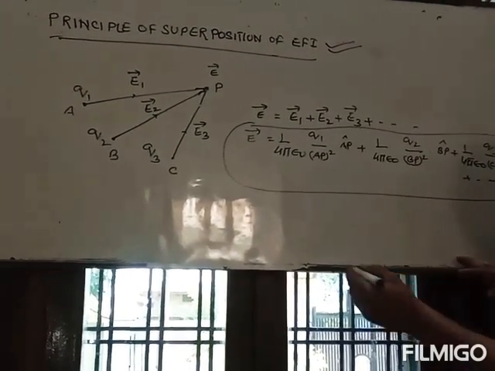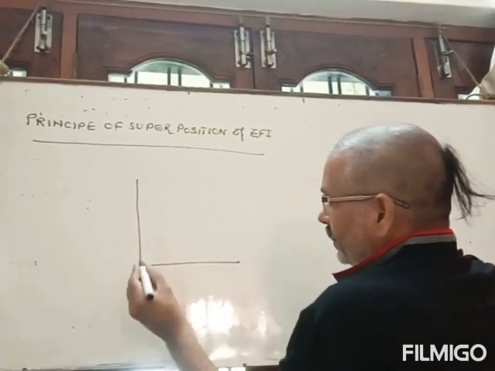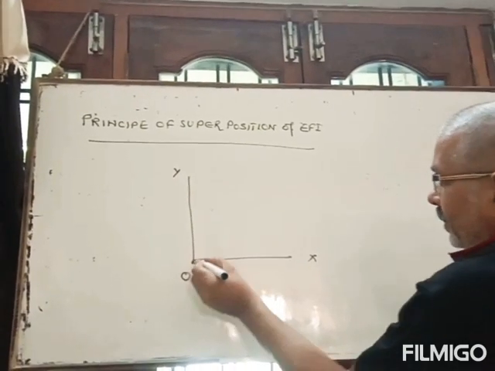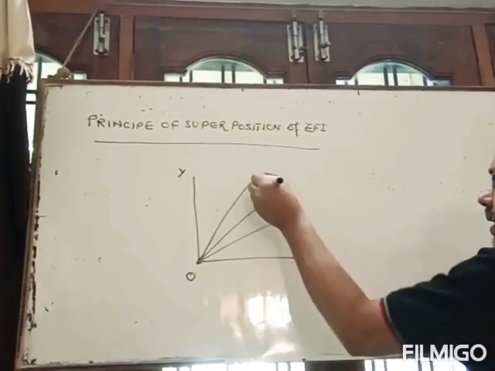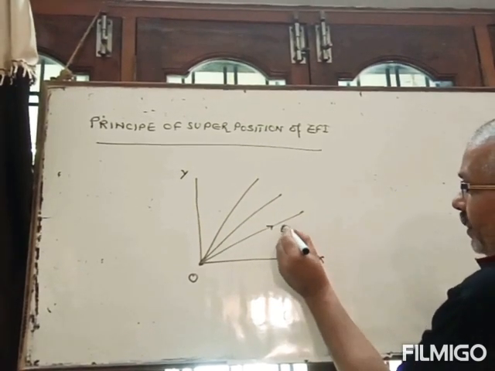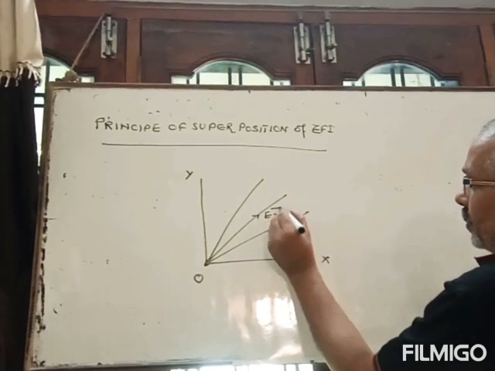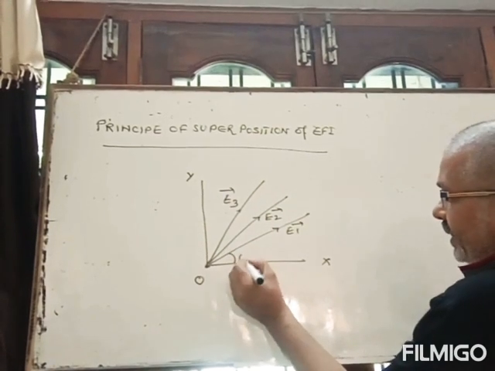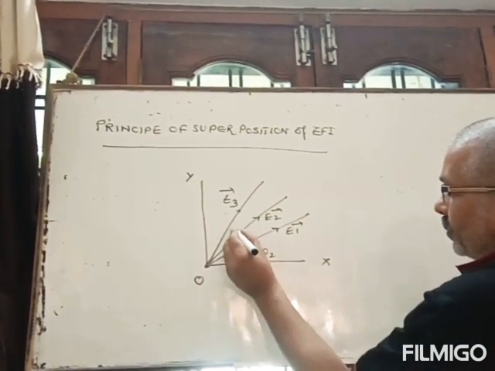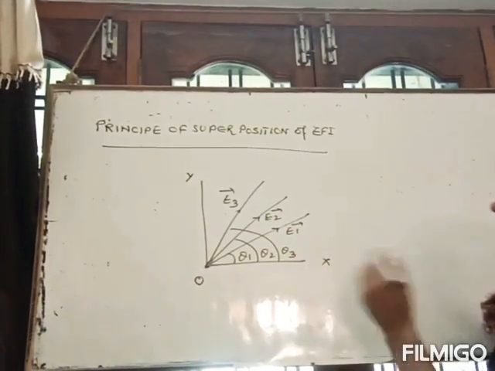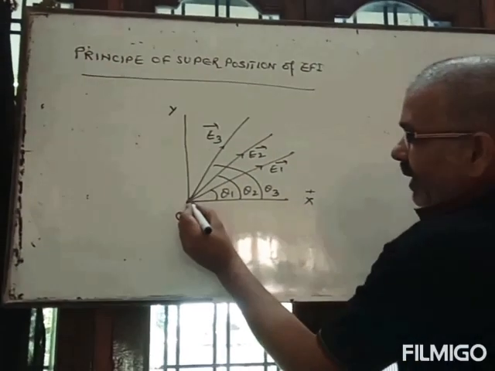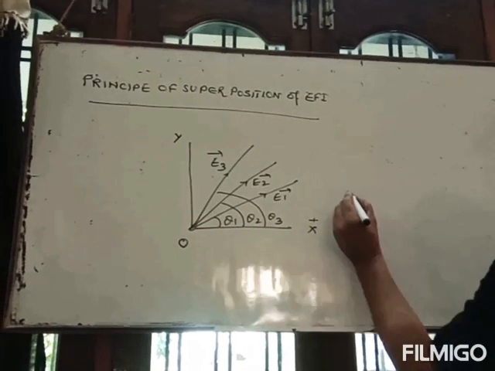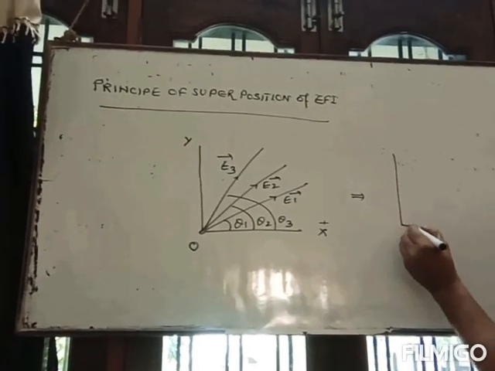superposition. So here at point O, suppose it is the x-axis, it is the y-axis, many electric fields are acting, that is E1, E2, E3, making angles theta 1, theta 2, theta 3 from the x positive axis. So what is the net EFI at point P? For this purpose, we will resolve E1, E2, E3 along two perpendicular components.